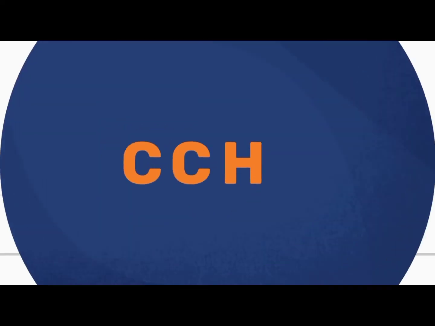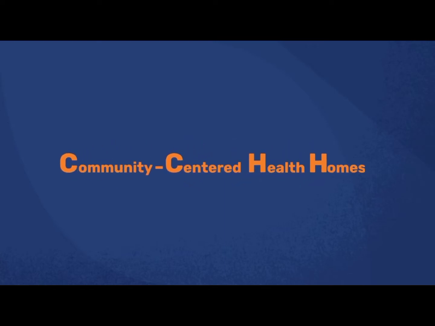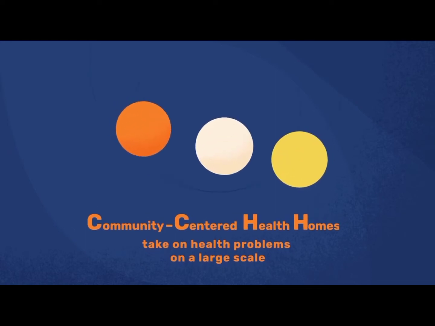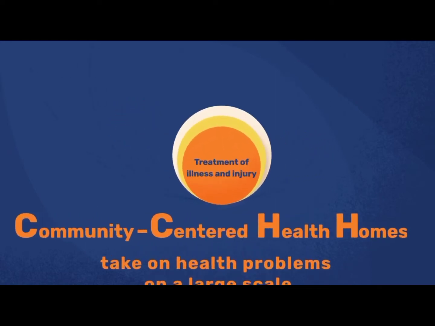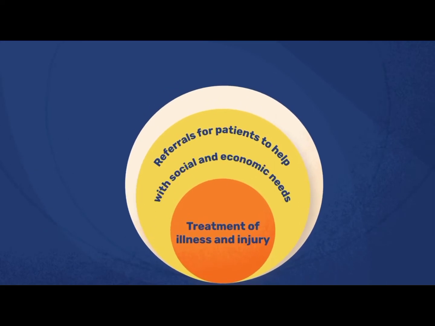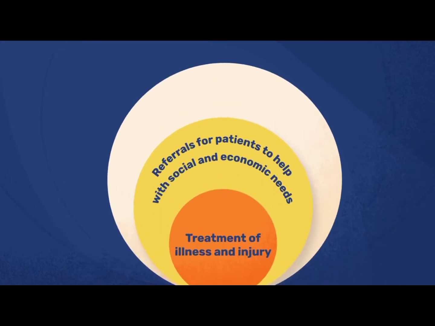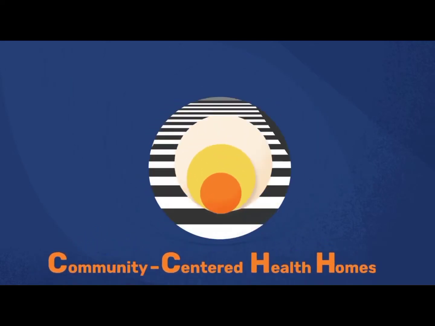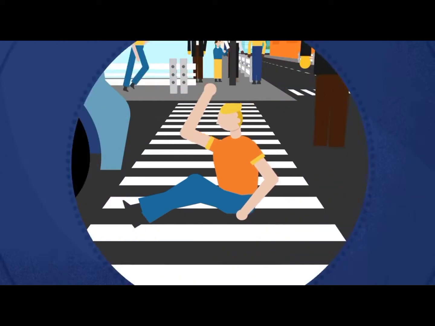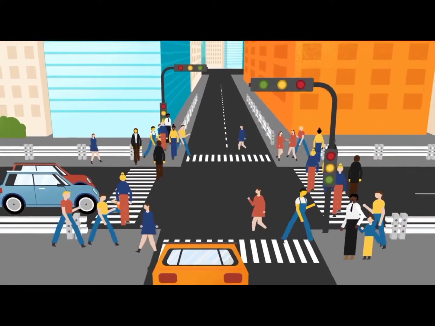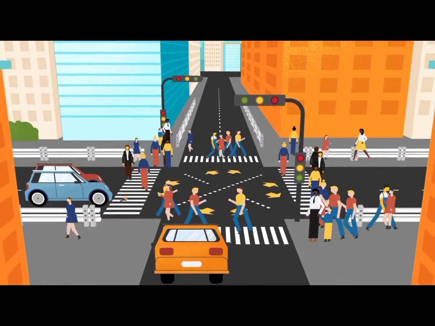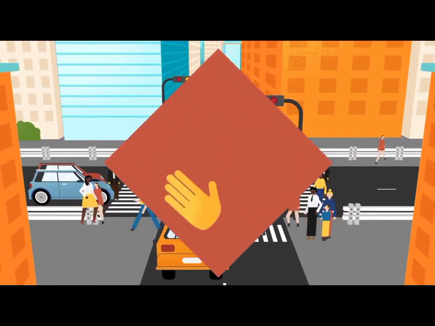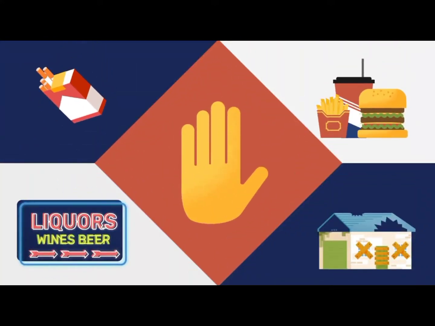An important one is CCHH, Community-Centered Health Homes. This model helps health centers take on health problems on a large scale, building on the treatment of illness and injury and referrals for patients to help with conditions that make illness worse, to community-wide health solutions to the greatest medical challenges our patients face. CCHH builds on treating the individual, considers the underlying community factors, and works with the community to develop and implement solutions. The emphasis is on preventing illness and injury instead of just responding once harm is done.